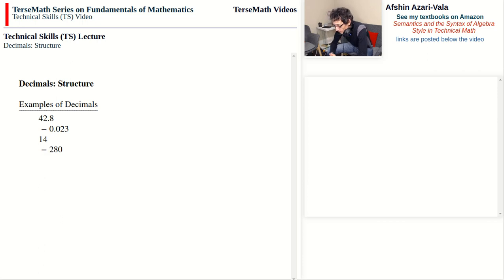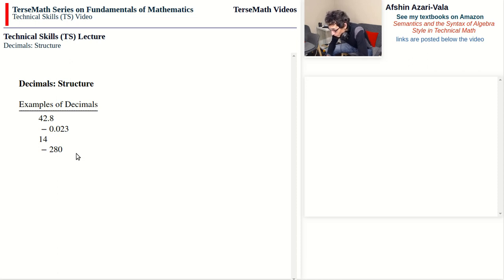Now you might wonder whether we can refer to 14 and negative 280 as decimals, because for one thing we called them natural numbers and integers earlier with formal notation, and also there is no decimal point really, or at least we haven't written it down. So whether they can be considered to be decimals or not is the question. And the answer is it depends on your point of view.